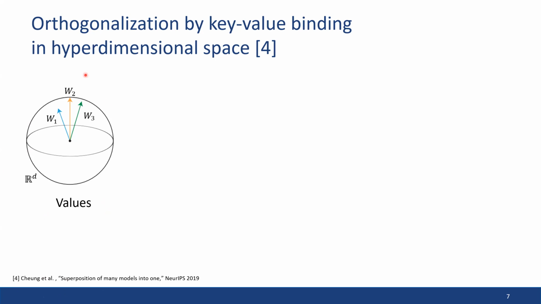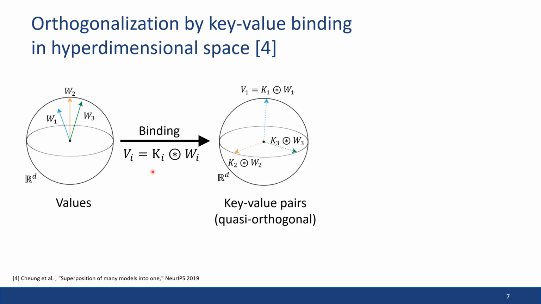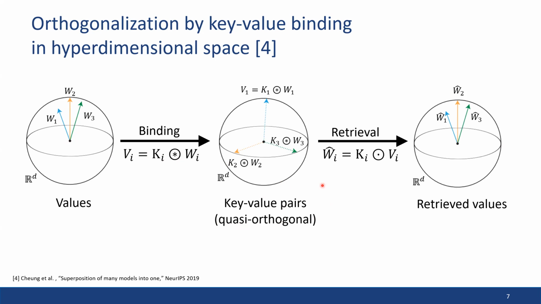So let's say we start with a set of value vectors, which are in the d-dimensional real valued space. These 3 value vectors can be of any correlation, or they can have any relation to each other. For example, they can also be orthogonal or even collinear. And what we then do is we bind each of these value vectors with a specific key vector. When we choose the right key vectors, we can build quasi-orthogonal key value pairs. If we then want to retrieve one or all of these value vectors, we can apply the approximate inverse binding operation, which gives us the estimation of the value vectors W1 to W3.